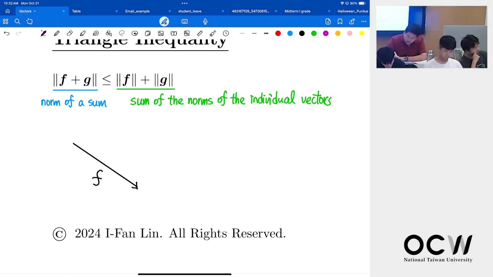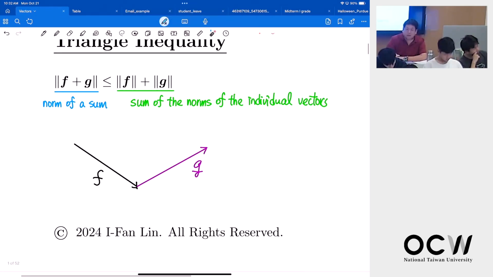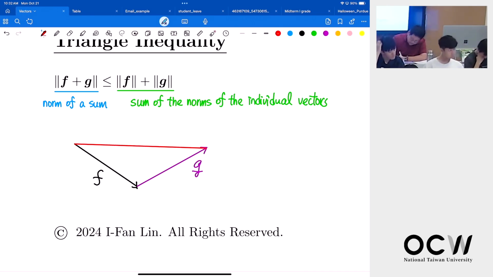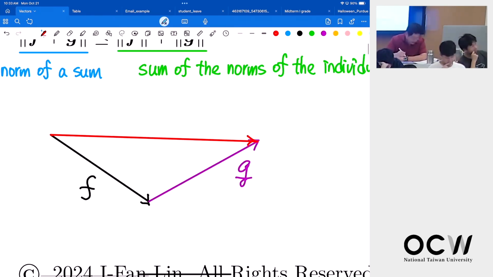And then here is a g. First, what is the vector f plus g? You can use the triangle method. Your f plus g is, this is f plus g.